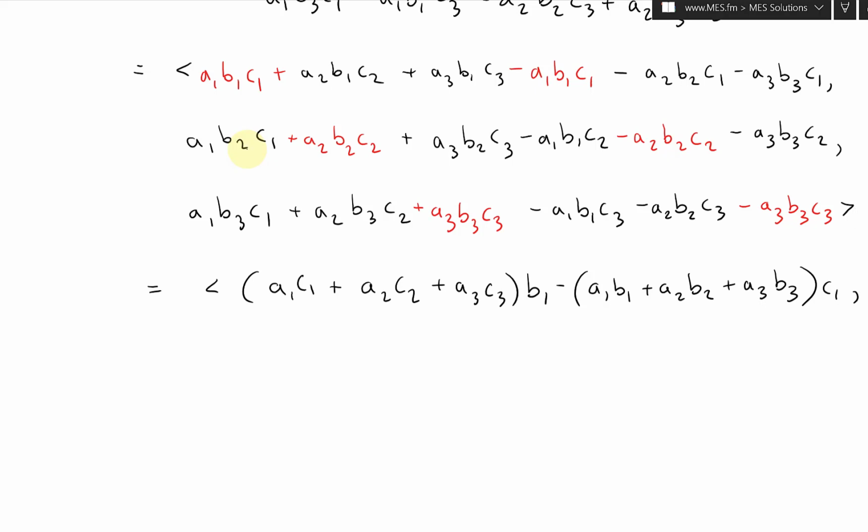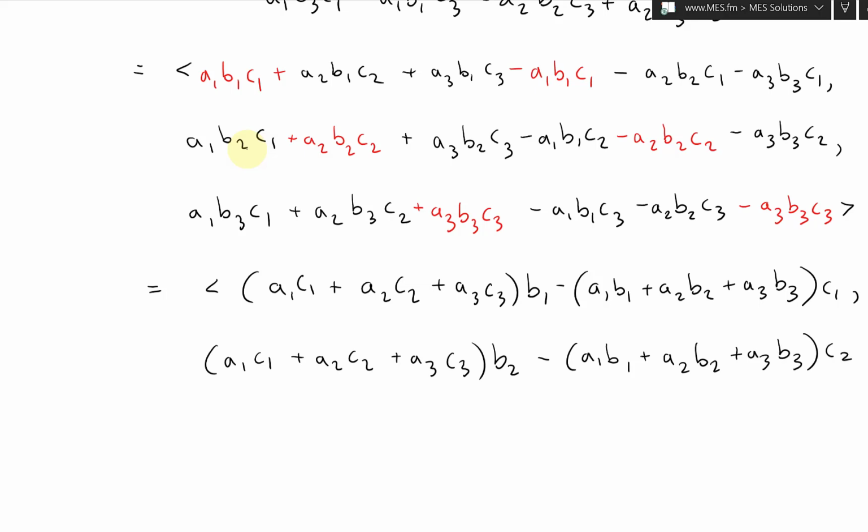This one's going to be A1, C1 plus A2, C2. And yeah, it's the exact same thing as above. A3, C3. And then this is going to be B2, like that. Minus, same thing. A1, B1, minus, plus, because we're taking the negatives out. A2, B2 plus A3, B3. And it's going to be C2, like that.